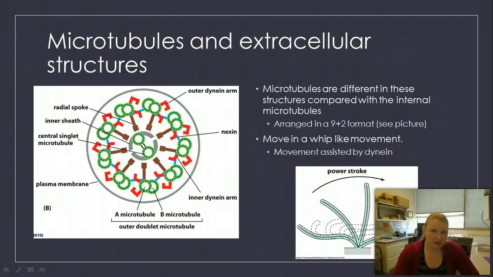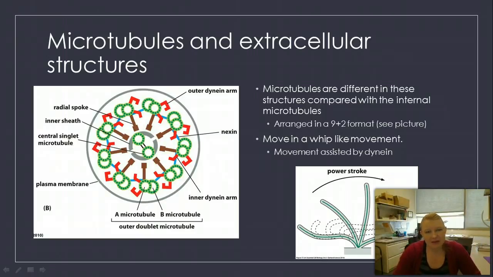Now, if you've taken microbiology, you'll remember that prokaryote flagella move in a spinning fashion, whereas eukaryotic flagella will move in a whip-like fashion. And it's the same with cilia. And that has to do with how these structures are made. And one of the main portions that helps us is the dynein arms, and these help those microtubules slide next to each other in this bending motion.